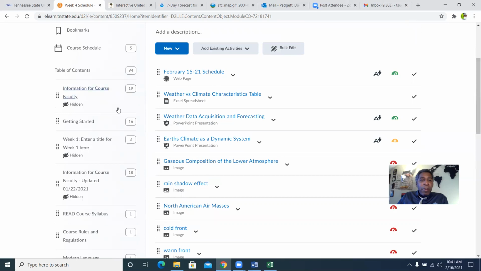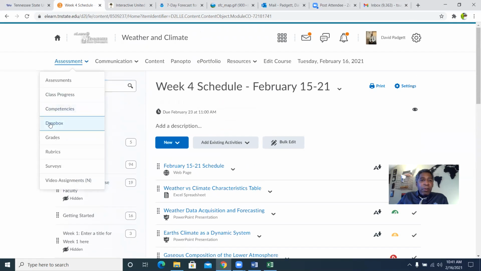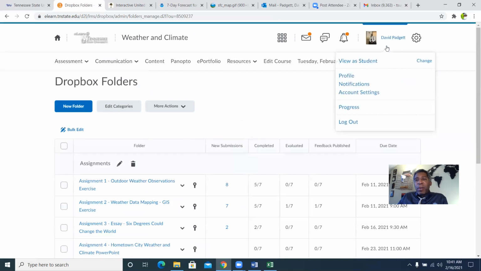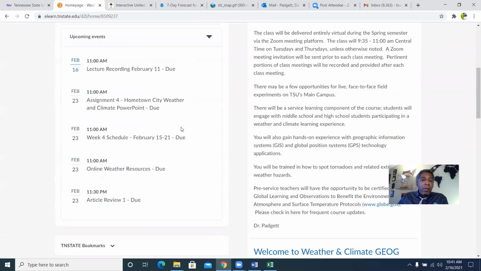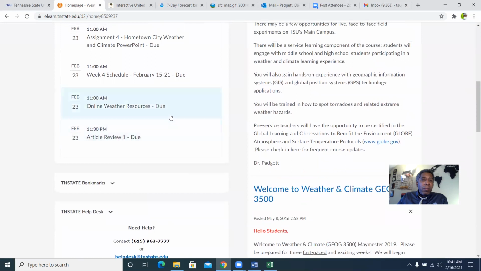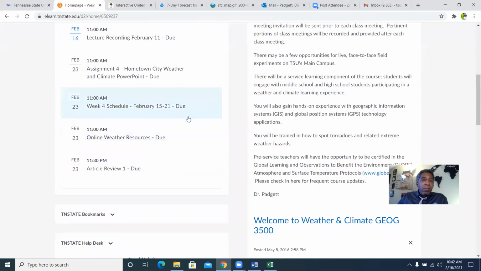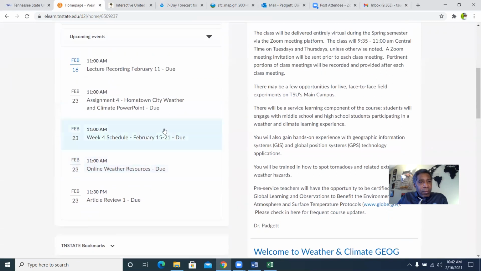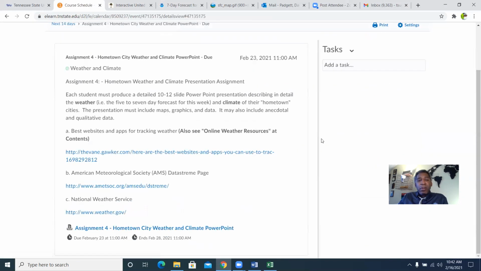So in completing this assignment, and so of course the assignment here, if you go to the Dropbox, go back to student view. Oh, here it is, hometown city weather PowerPoint. Here are the instructions here again. And so here's some weather apps you can use for weather. And of course, I have some places that you can get climate data. We'll get into more in depth about that on Thursday.